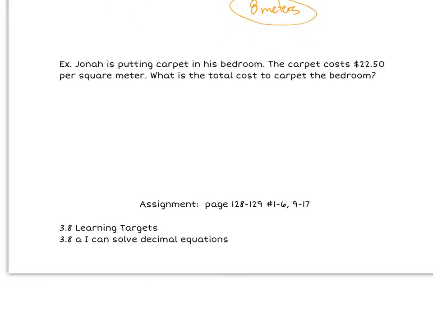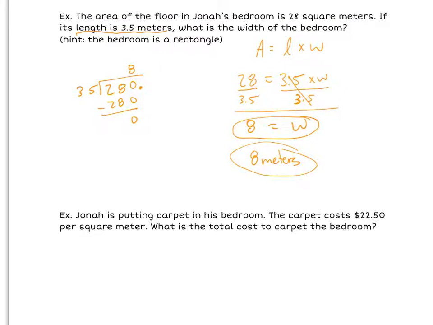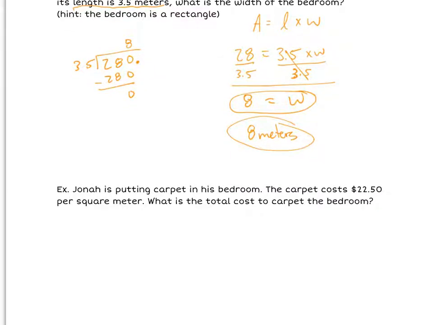So Jonah's now going to put carpet in his bedroom. Same bedroom. How many square meters are in the bedroom? 28. And 1 square meter costs $22.50. So what's the total cost going to be? What kind of problem do we need to do? We need to do some multiplication. So we're going to take our 28, which is our total area, our total square meters, times our 22.5, our cost for 1.